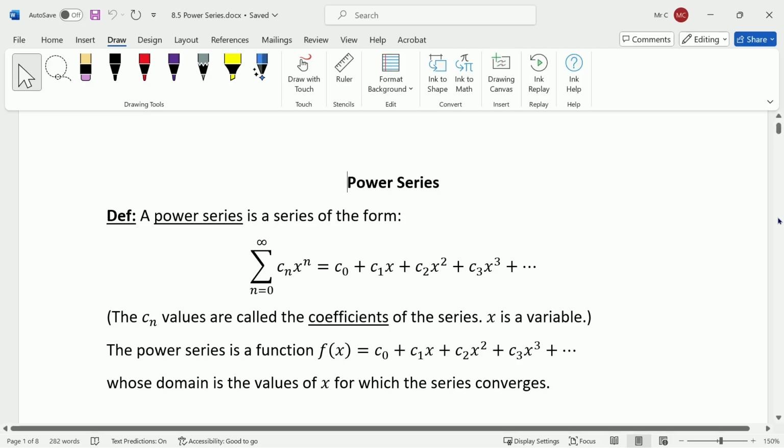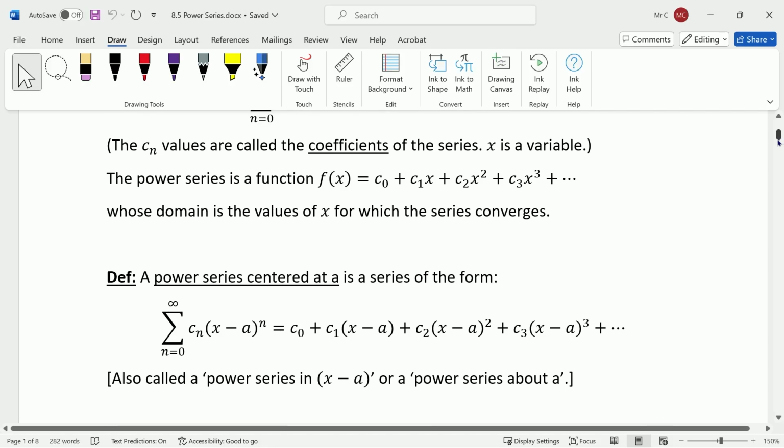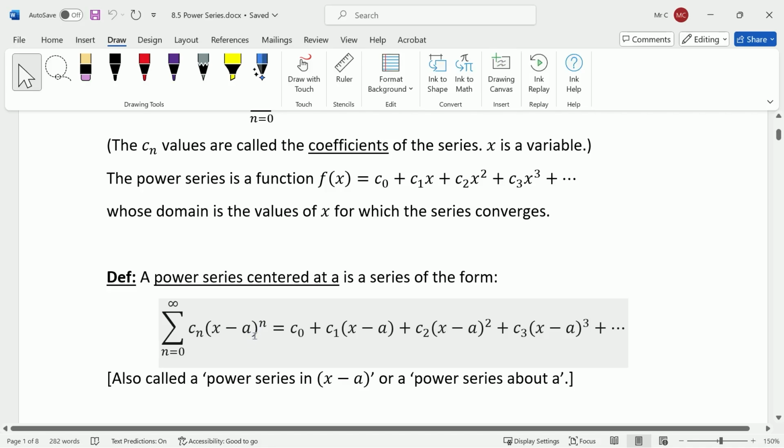Okay, so definition, a power series centered at a is a series of the form the sum from n equals 0 to infinity of c sub n times x minus a to the nth power, which looks like c naught plus c1 times x minus a plus c2 times x minus a squared plus c3 times x minus a cubed plus ... This is also called a power series in x minus a or a power series about a.